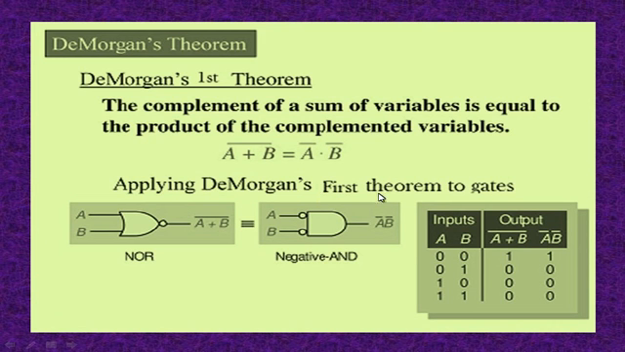Applying De Morgan's first theorem to gates, you can see this gate gives the output A plus B complement, that is nothing but the LHS. And this is the output of a NOR gate with two inputs. What about the RHS? The RHS is the product of complemented variables.